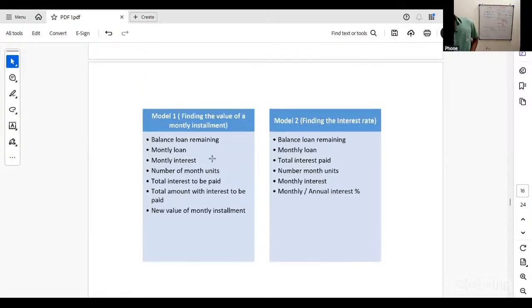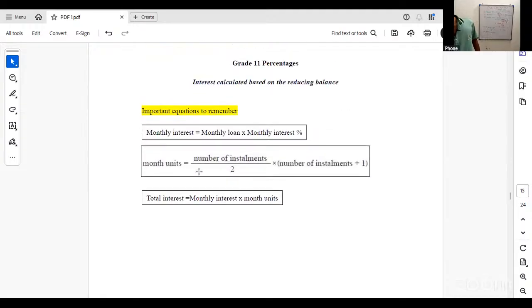Then the fifth step. Fifth step is what? The total interest paid. Now, how to find the total interest paid? For that also, we had an equation. Here you have the total interest equals the monthly interest into the month units. That means the third one into the fourth one.